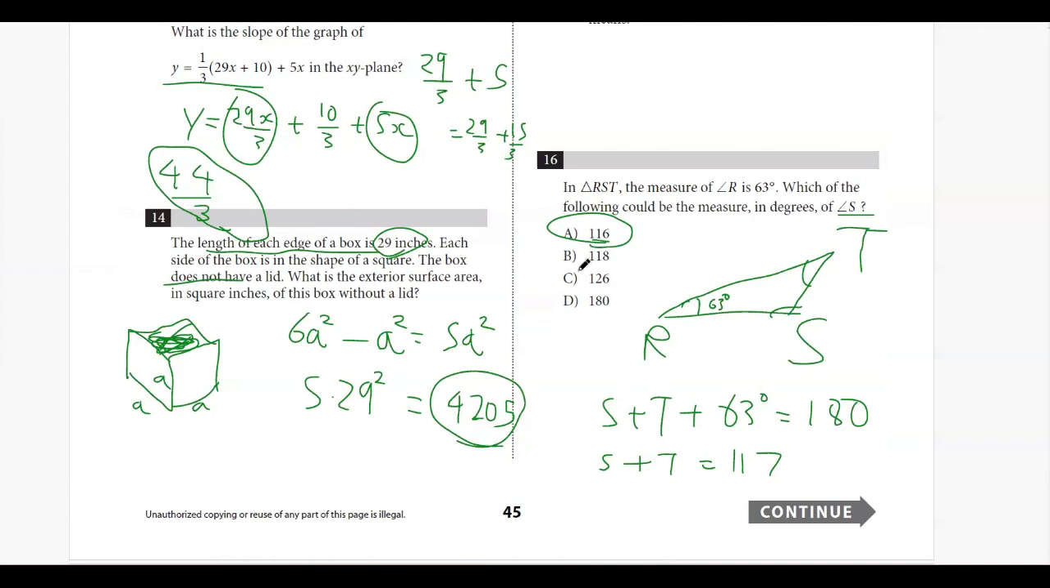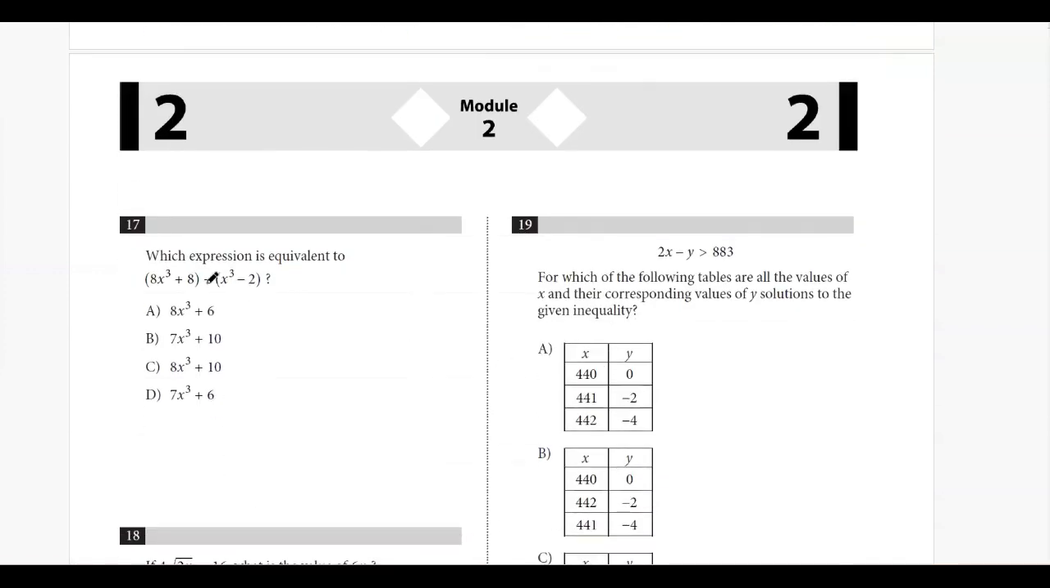And the reason why B is wrong is because if I put 118 for S, T is going to be a negative degree, so that does not work out. Same for C and D. I'm going to get a negative number for T. So B, C, D are all wrong, and A as in apple is the correct answer.